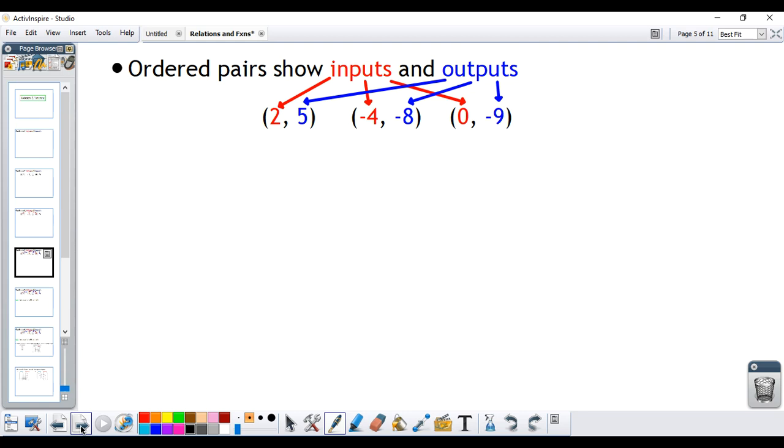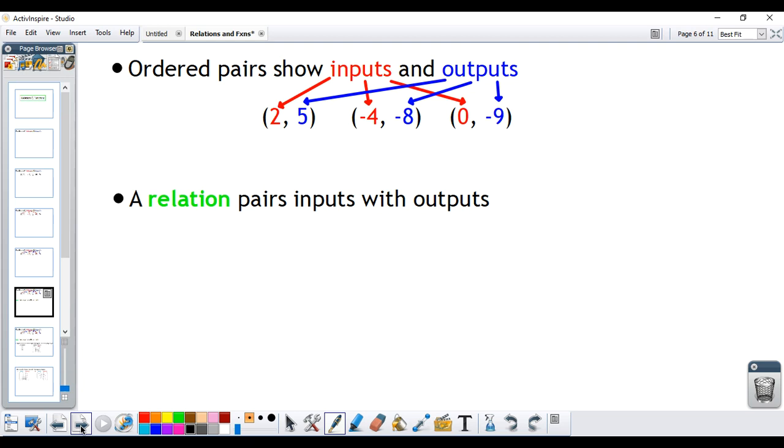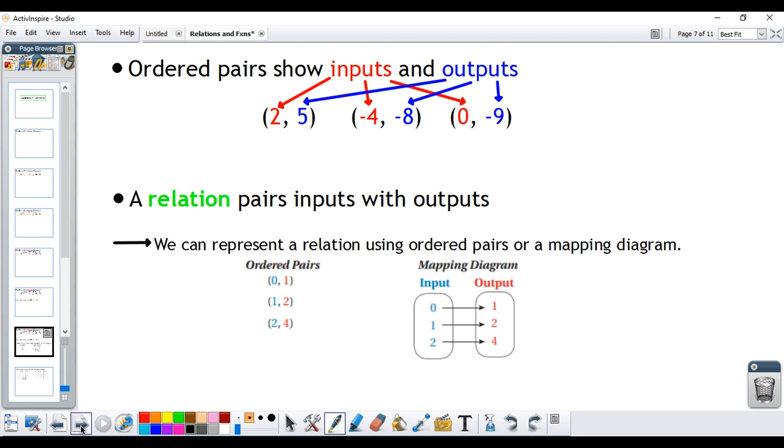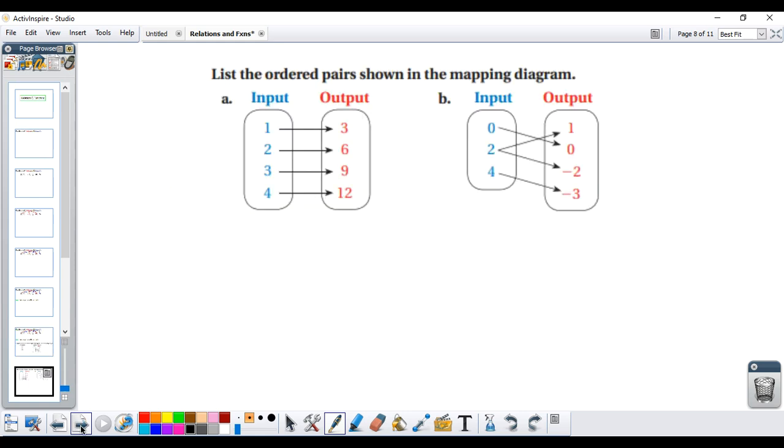A relation pairs inputs with outputs. We represent relations using ordered pairs and mapping diagrams. So let's practice listing what ordered pairs were used if we were to look at a mapping diagram. So remember that our inputs are the x's and the outputs are the y's. And then I'm going to use the arrow that connects an input and output to see which input goes with which output. So I could start with this.